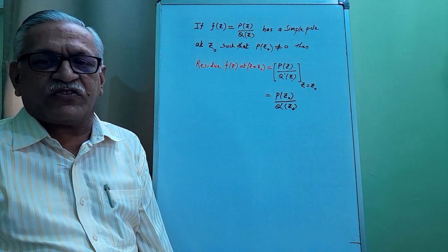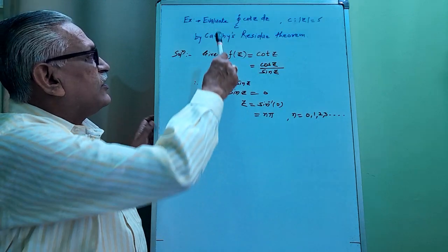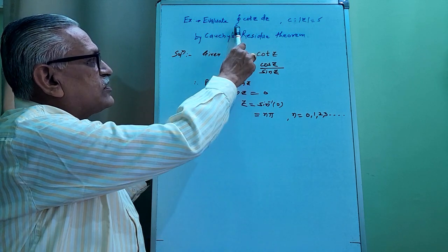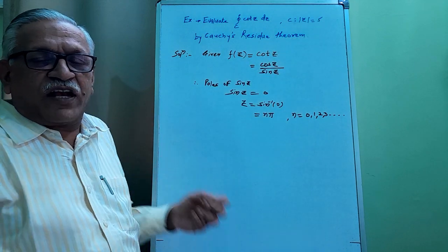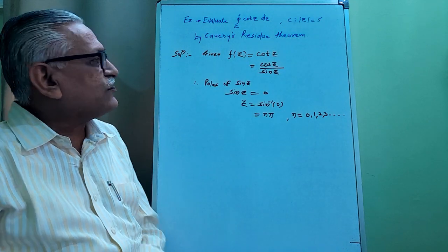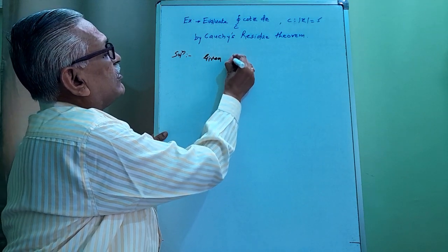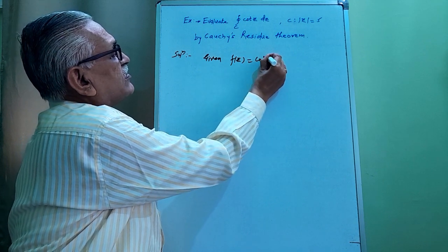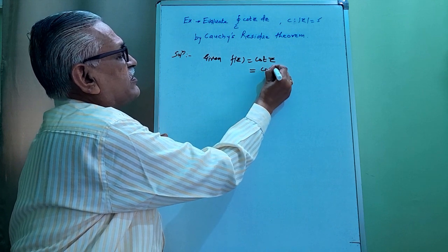Then using this we try to solve one simple problem. Evaluate the contour integral of cot of z with respect to z over curve C, where that curve C is mod z is equal to 5, a standard circle with center at origin and radius 5. Here the given function is f of z as cot z. We can rewrite that as cos z by sin z.